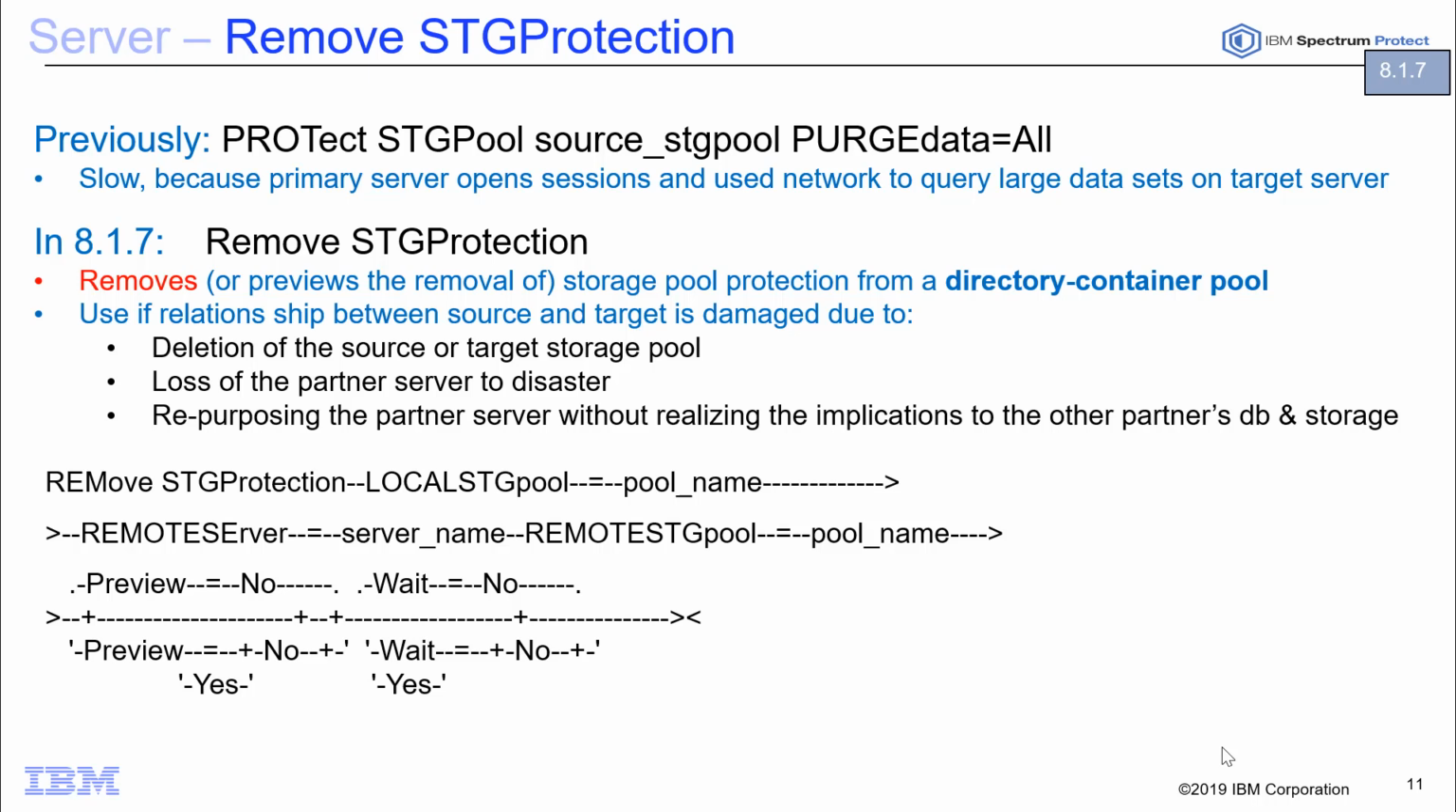In version 8.17, we have a new command, remove STG protection. This can be used to remove or preview the removal of unwanted replicated data, should any of those conditions happen. This will remove the data, so use this command with caution. I've listed the command here. I do recommend you check out more information in the knowledge documentation before utilizing it.